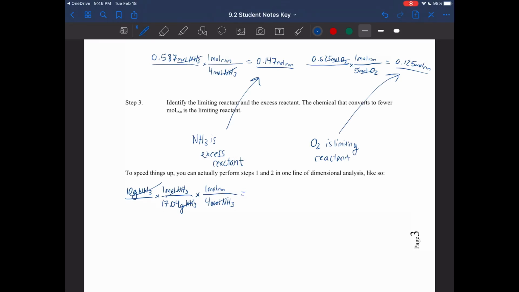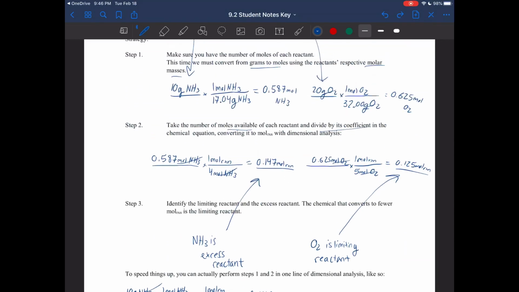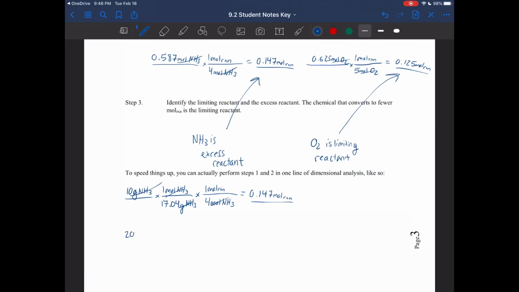So in your calculator, you would do 10 divided by 17.04 divided by 4 to get 0.147 moles of reaction. Exact same number as before. And I'm just going to show you the setup for the O2 as well. If we're starting out with, what was it, 20 grams of O2, then exact same process as before.